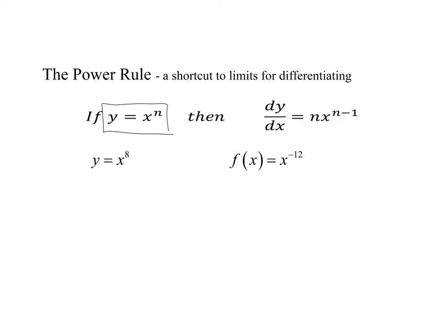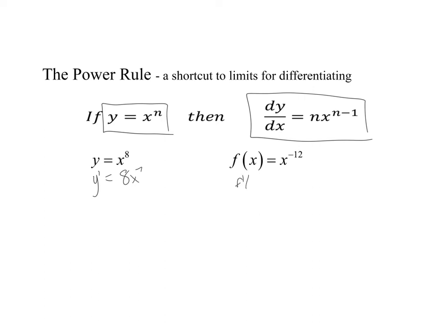The nice part is the n can be a whole number, it can be a negative, it could be a fraction, it could be a decimal, it could be anything. As long as it's x to the power of something as a number, we can use this shortcut. So the power rule is, if it's x to the n, bring that n down in front, drop your power by 1, and we're done. So this first example I have on the screen, bring our 8 down, drop it to a 7, we're done.